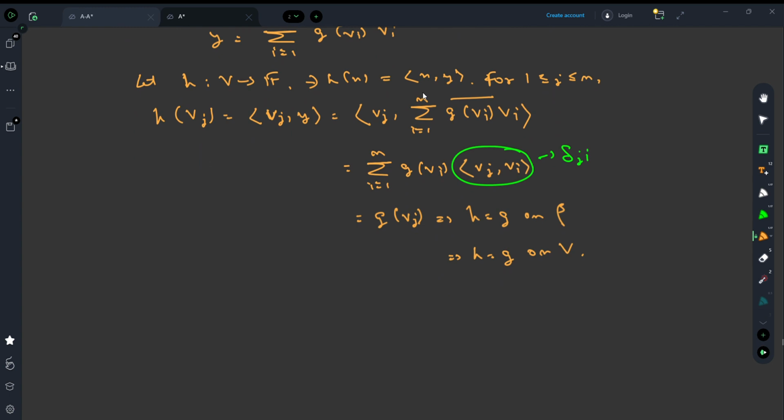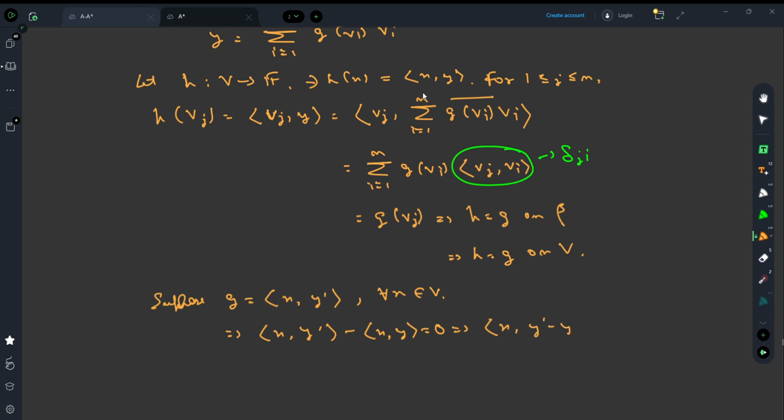That was exactly what we wanted to prove, right? This follows from linearity and the fact that beta is a basis of V. Now suppose this y is not unique. Suppose g could also be written as the inner product of x with y dash, and this happens for all x in V.